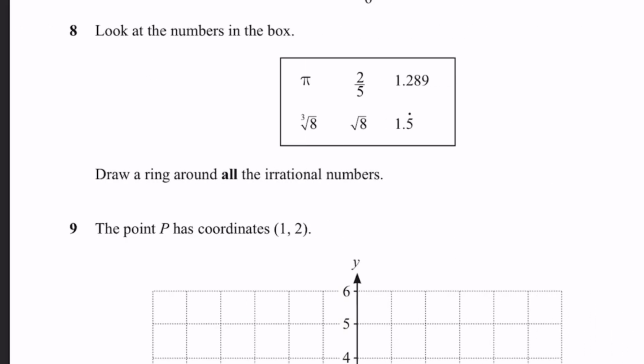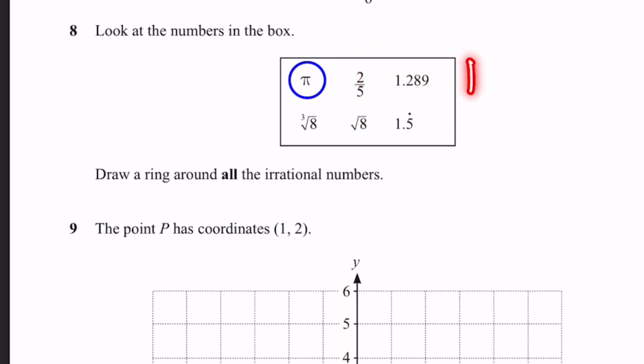Look at the numbers in the box, drawing a ring around all the irrational numbers. First of all, pi. It's an irrational number because it is an endless decimal and there's no pattern. It can't be written as a fraction either. 2/5, it is a fraction and rational numbers can be written as fractions, so it's not there.